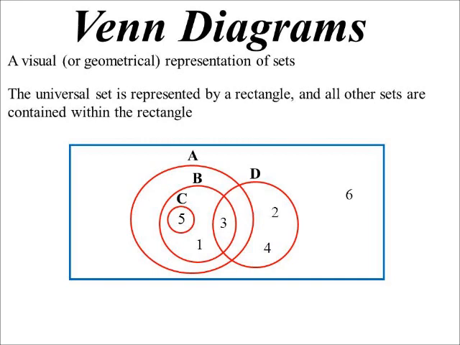So remember, set C was just 5. So it was a subset of B, which is 1, 3, 5. But hang on, A also contains 1, 3, 5. So B and A are actually the same set. D was 2, 3, 4. So the intersection of the 2 is 3. And so on. So that's our Venn diagrams.